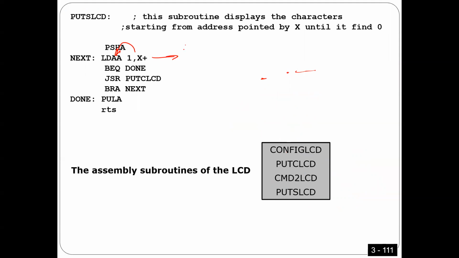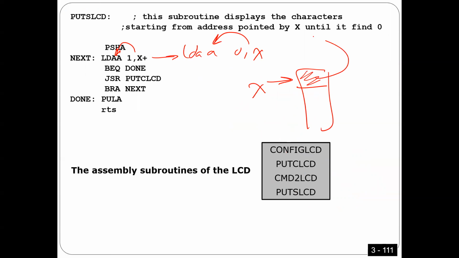So this one, load register A 0, X, and then increment X. So it's going to do both of them, increment X. But anyway, this one is going to read the location, it's going to read the byte pointed by X. It's going to take this value and put it in register A. Is that okay? And then I'm going to see if this value is equal to 0, just done. I am done. Come here and leave.